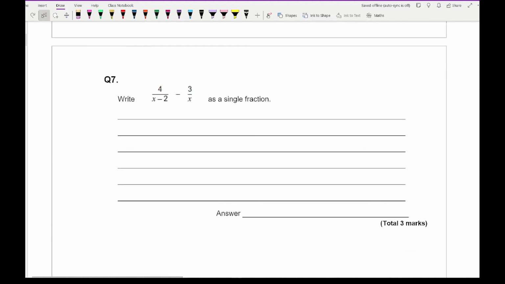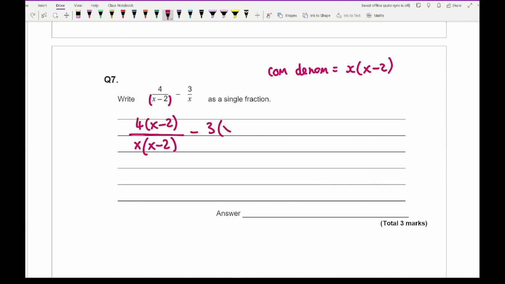Then for question 7, I've got to just then write this as a single fraction. So here, I just put brackets around this. So here, my common denominator is going to be x minus 2. So that first fraction, I've multiplied that by x minus 2. And for the second one, I'm multiplying that by, well, actually, I've just multiplied that by x. Let me just correct that. And for the second one, I'm multiplying that by x minus 2.